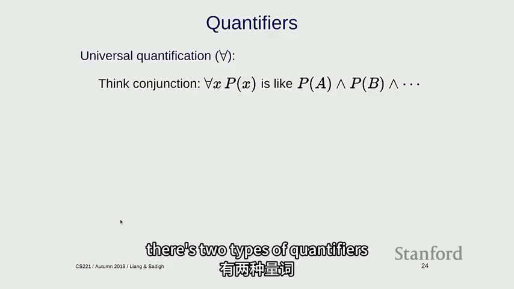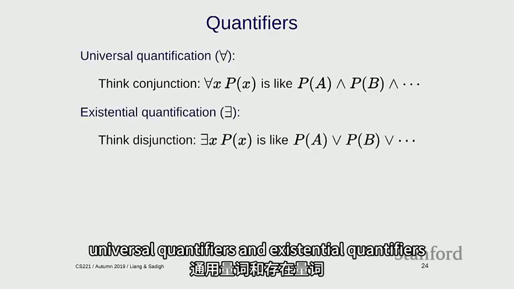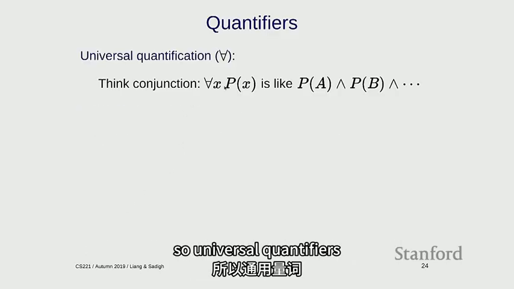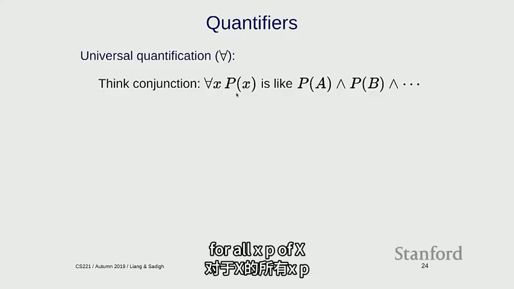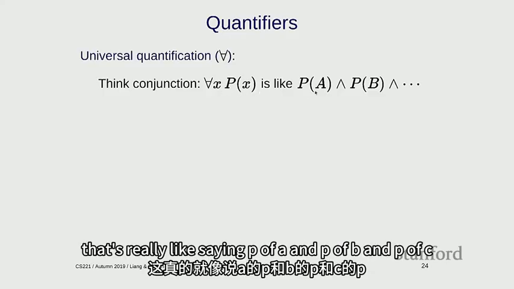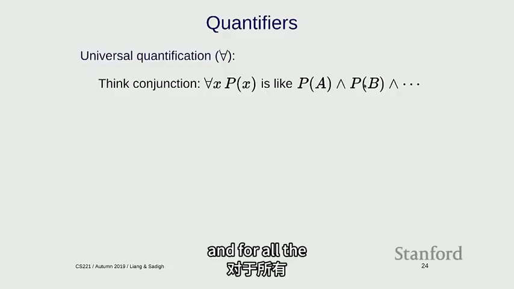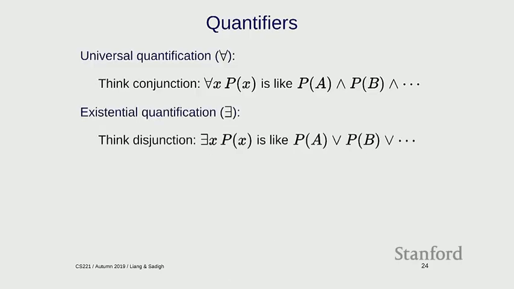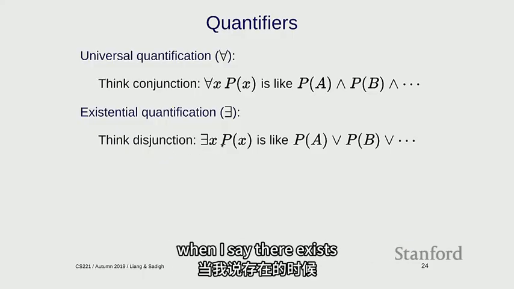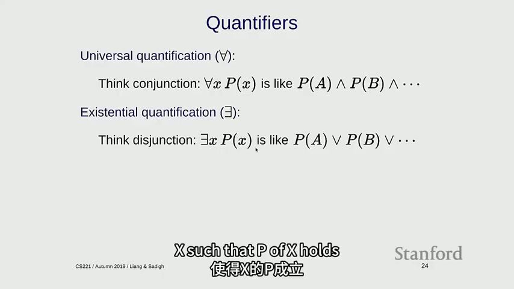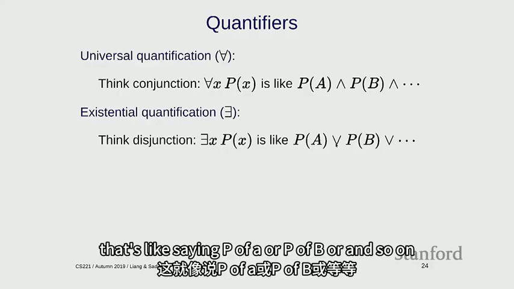There are two types of quantifiers: universal quantifiers and existential quantifiers. Universal quantifiers you should think about as just glorified conjunction. So when I have for all x, p of x, that's really like saying p of a and p of b and p of c and so on for all the constant symbols. And existential quantifiers are like glorified disjunction. When I say there exists x such that p of x holds, that's like saying p of a or p of b or and so on and so on.